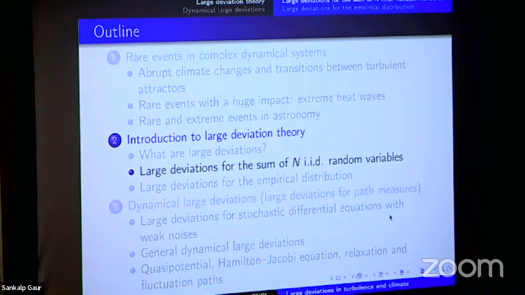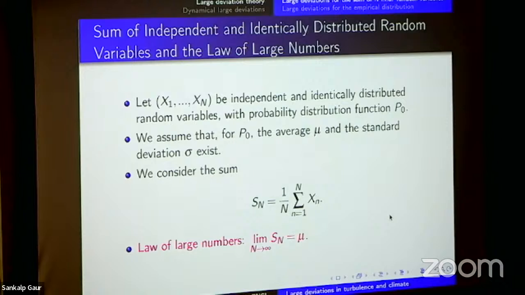Okay, so I will now look at the large deviation from the sum of n identically distributed random variables, which is the simplest case. And you will see it's quite easy to understand in this case. So I have n random variables, x1 to xn. They are independent and identically distributed random variables. The probability distribution of one of them is denoted P0. P0 is the PDF for each of these variables.